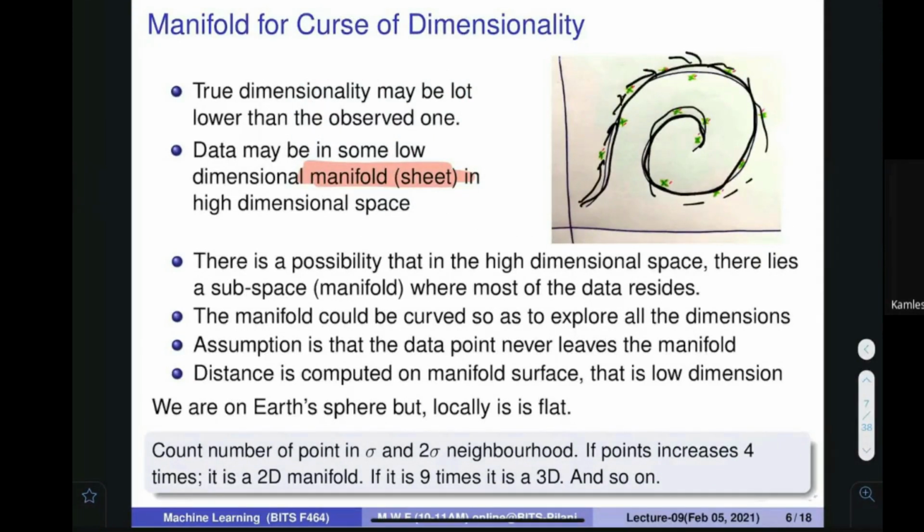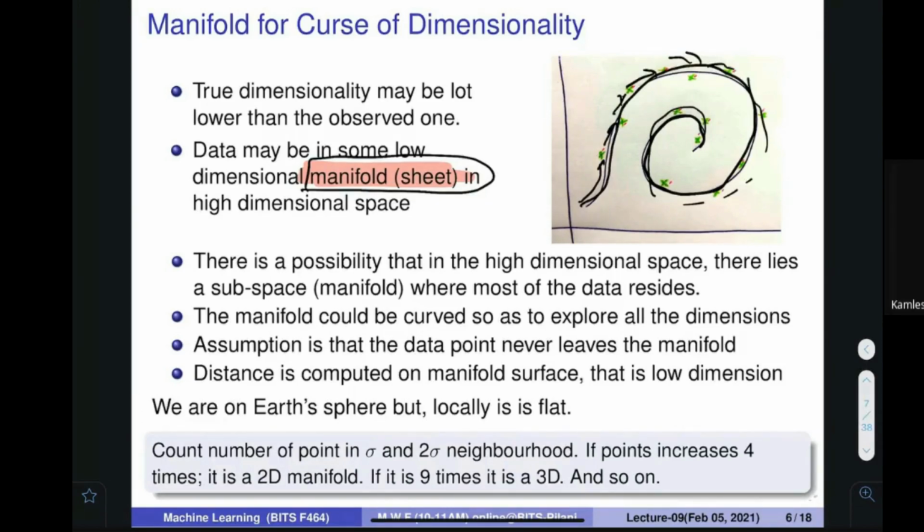How to find this manifold for the given problem, I'm not talking about, but I'm telling you that it is possible. If you know the equation of the manifold, then you can reduce the dimensionality. Okay.